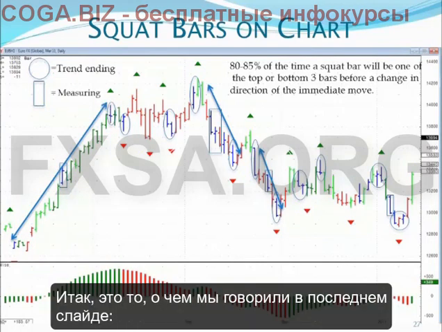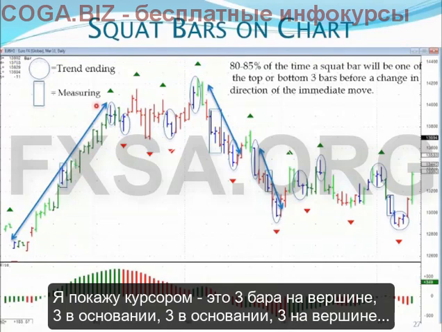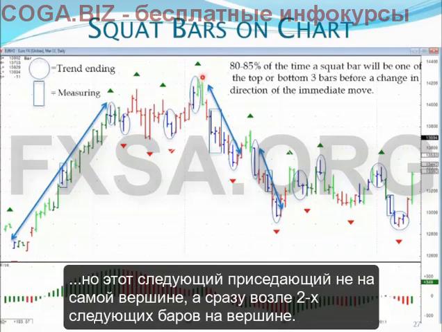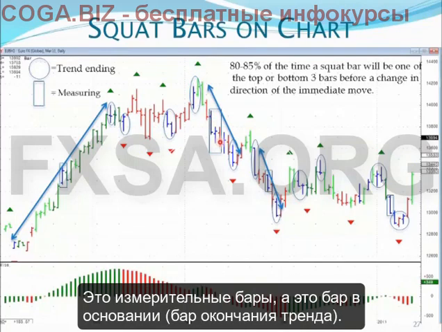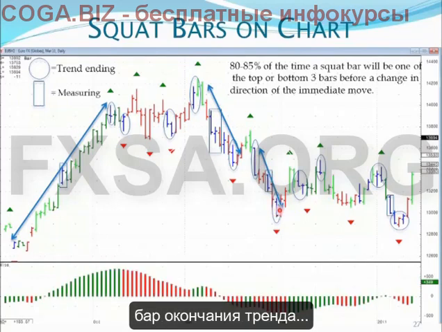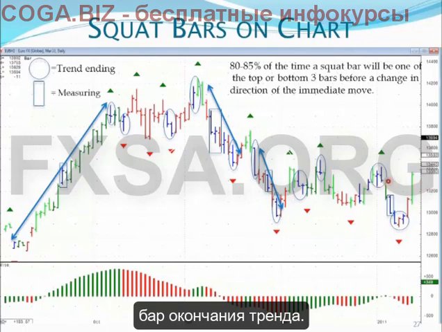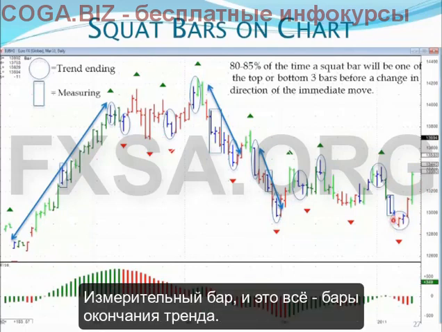As we talked about in the last slide, top 3 or bottom 3 bars is typically where you're going to see these. So I'm going to point out with the cursors, this is a top 3, bottom 3, bottom 3, top 3. So it's next to the top bar. It's not the top bar, but next to. These are measuring squats. Here's bottom, trend ending next to the top 3 where the change in trend took place, measuring, trend ending, trend ending, trend ending, trend ending. We have a measuring and a trend, and these are trend endings.